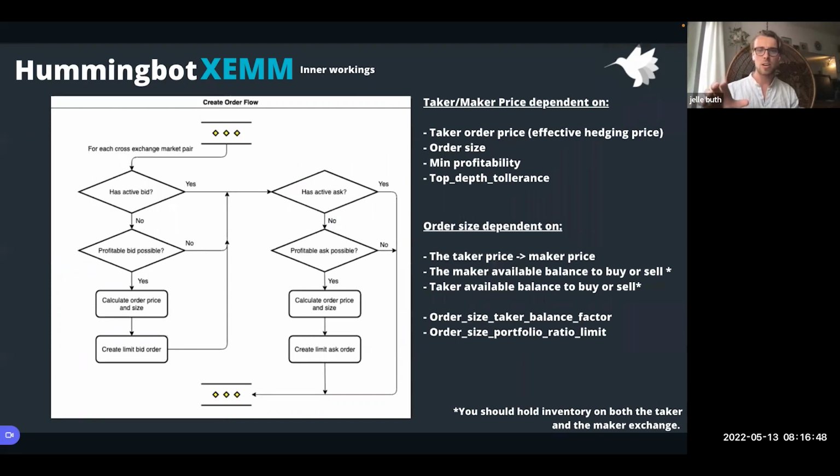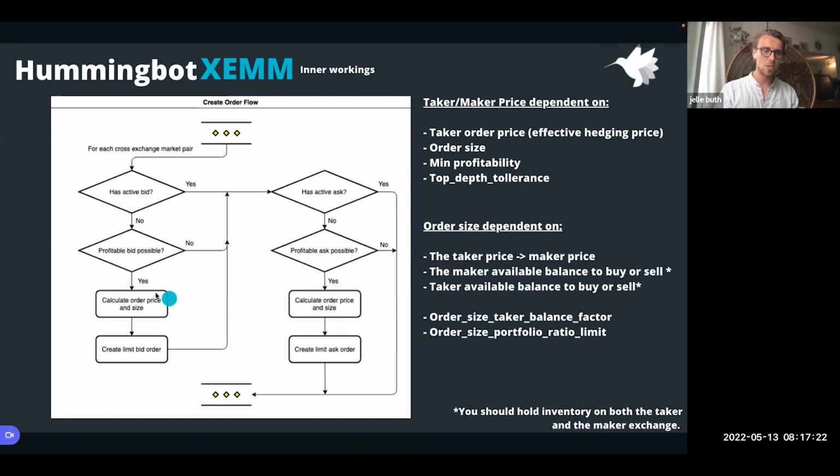There's a lot of text on here, and I think this one is recorded. I advise you to maybe go back to this slide again later and see if you understand it better. Also, there's some good documentation about this slide on the Hummingbot Foundation website, which I advise you to read at least. So what it will do, every tick size, it will check whether there's already an active bid or an active ask. Let's say you're just starting the bot, so there's no active bid or ask. Then it will check if there's a profitable bid possible, which is most of the time yes.